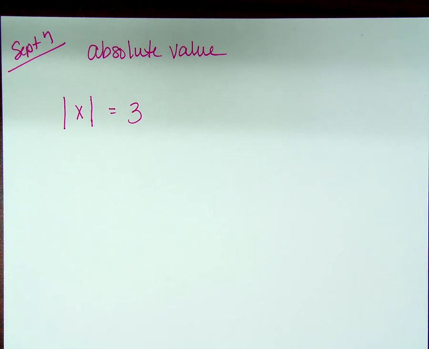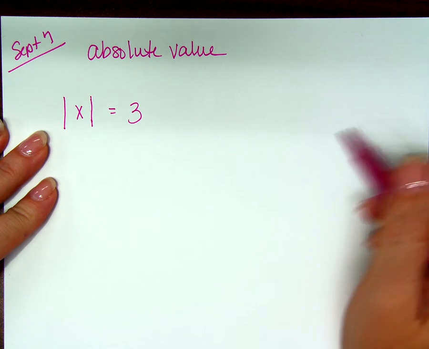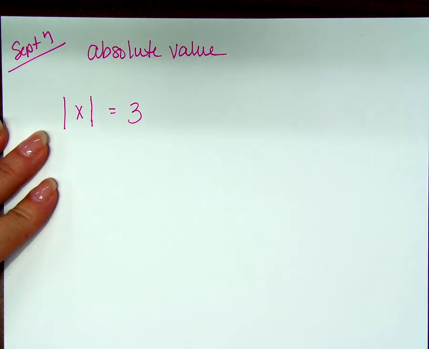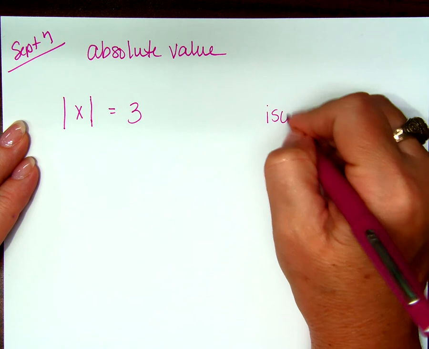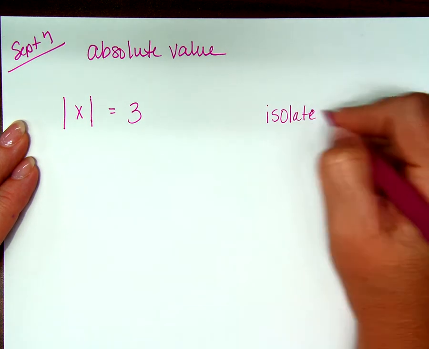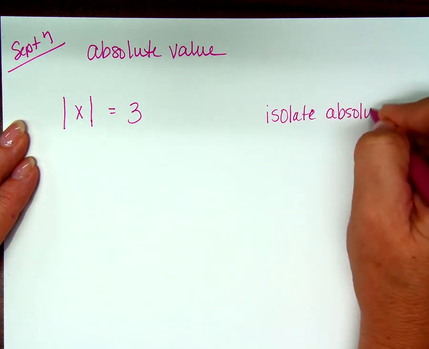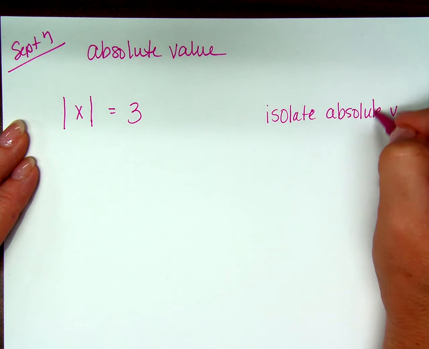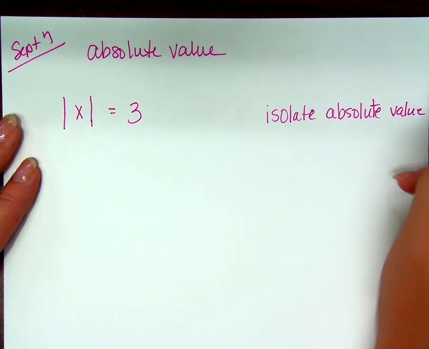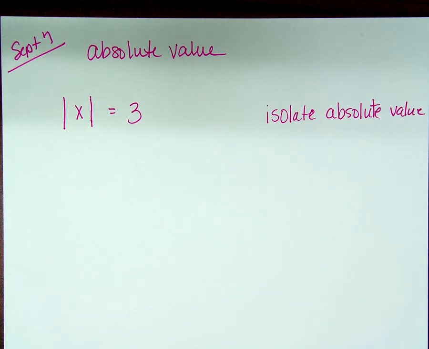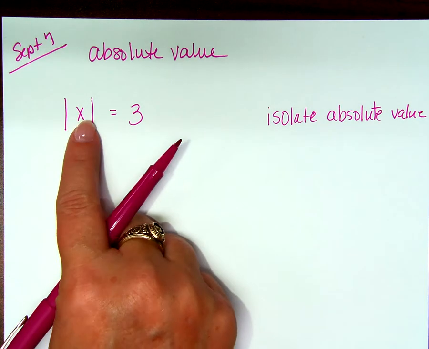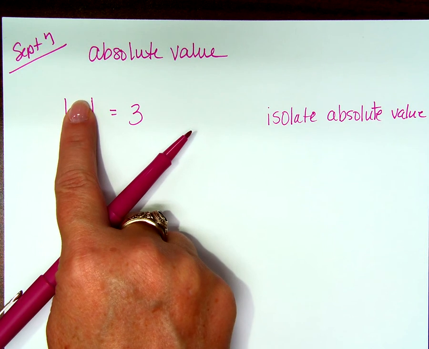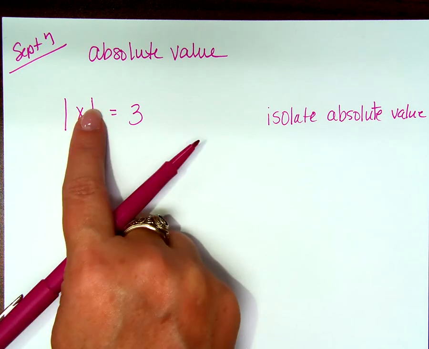So the first thing you're going to do, we're going to write some steps over here that we're going to use to solve every single one of our absolute value equations. The first one is isolate the absolute value. Okay, done. It's already isolated. It's all by itself. There's nothing being added, subtracted, multiplied, or divided to this absolute value. I'm not talking about inside. I'm saying just to the absolute value itself.